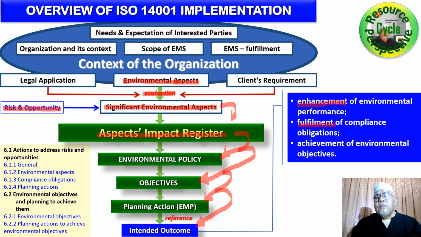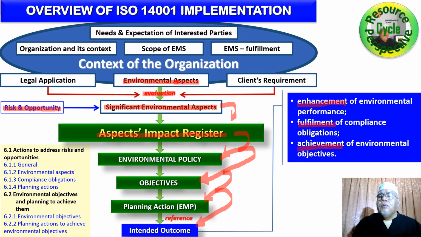Now, the intended outcome must include achievement of environmental objectives. Okay, so this intended outcome is not a kind of element or sub-element. It is something that the company must display, must be able to arrive at those intended outcomes. So it's not just on paper.